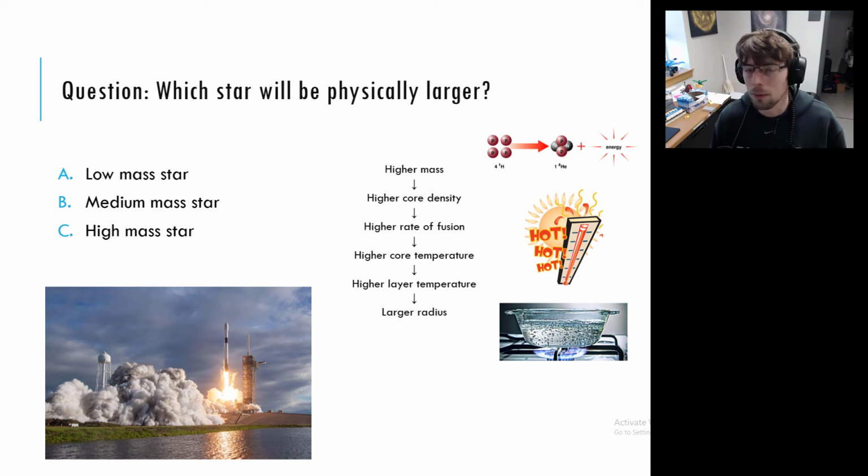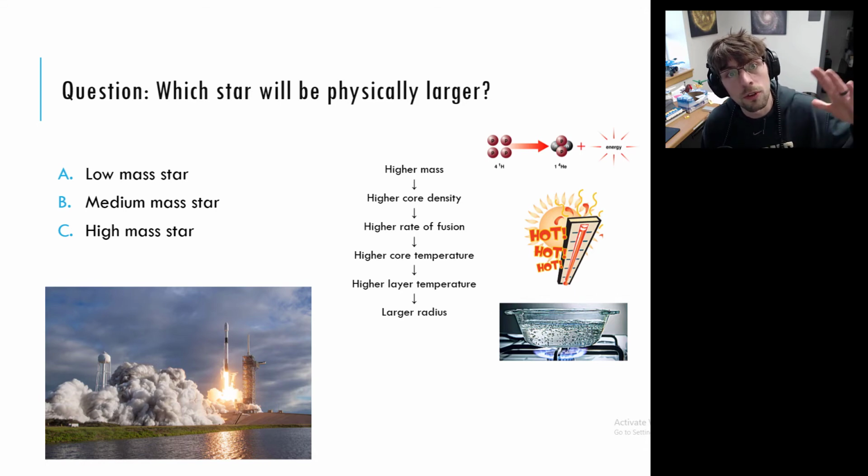So let's walk through again. We said if it has a higher mass, it has a higher core density. Because of that higher core density, the rate of fusion will be higher in the core. Higher rate of fusion, higher core temperature, higher outer layer temperature. Higher outer layer temperature means a larger kinetic energy, and a larger kinetic energy means those particles can move further from the center. So you have a physically larger star.